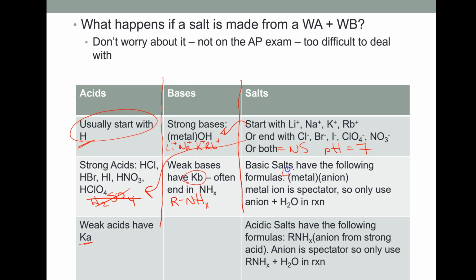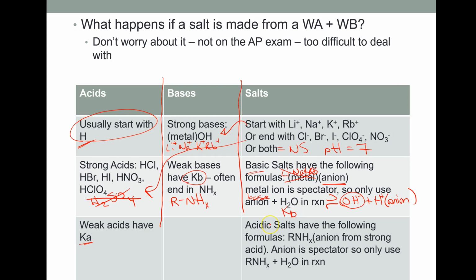Okay, basic salts have the following formulas. They're a metal, Li, Na, K, or Rb, with some anion. That anion is the thing that does the reaction. The metal ion is a spectator. We're going to get rid of it. So you only use the anion plus water in the reaction. Since it is a basic salt, this is a base. Water is going to donate a proton and produce hydroxide, and then an H plus stuck on my anion, whatever it is. Because it produces hydroxide, you're going to get a pH greater than 7. You're going to do your little ICE table. The big thing is you need the Kb.